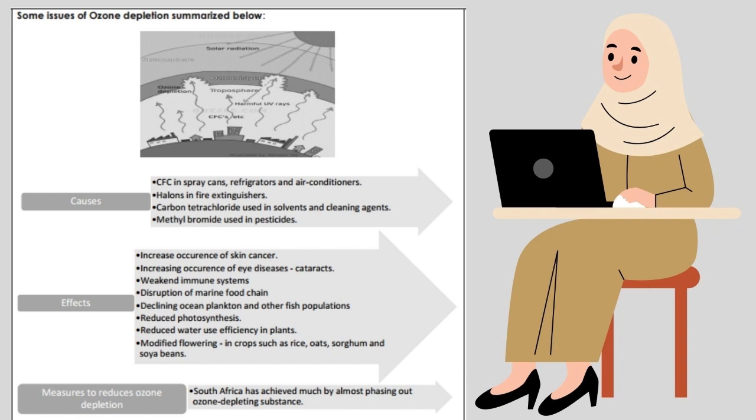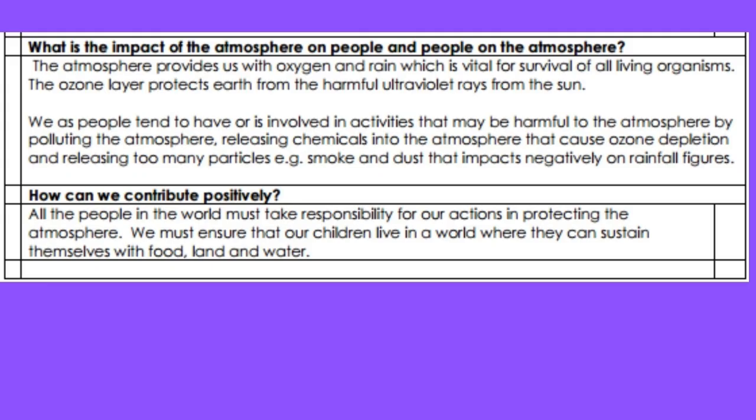We as people tend to be involved in activities that may be harmful to the atmosphere by polluting the atmosphere, releasing chemicals into the atmosphere that cause ozone depletion, and releasing too many particles, e.g. smoke and dust, that impact negatively on rainfall figures. How can we contribute positively? All the people in the world must take responsibility for our actions in protecting the atmosphere. We must ensure that our children live in a world where they can sustain themselves with food, land, and water.